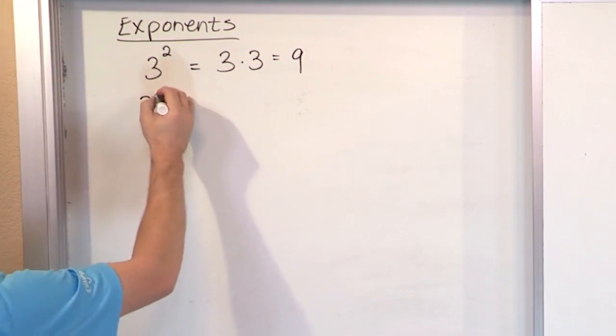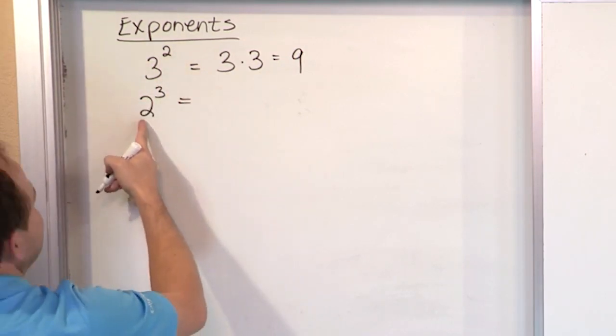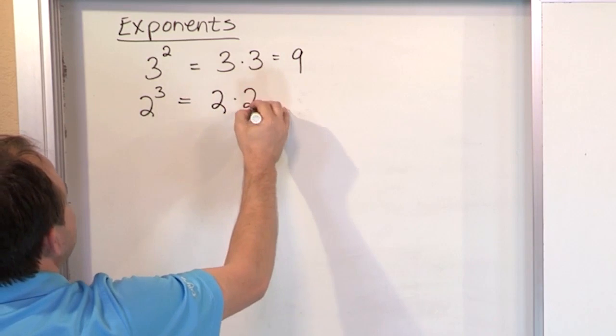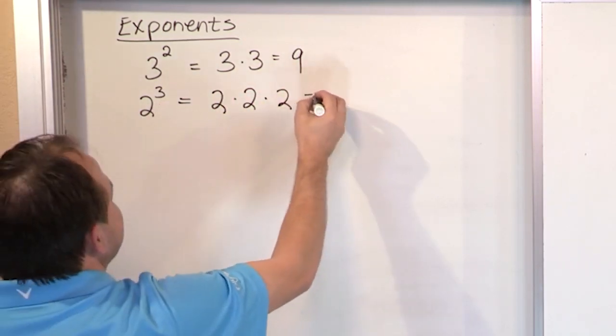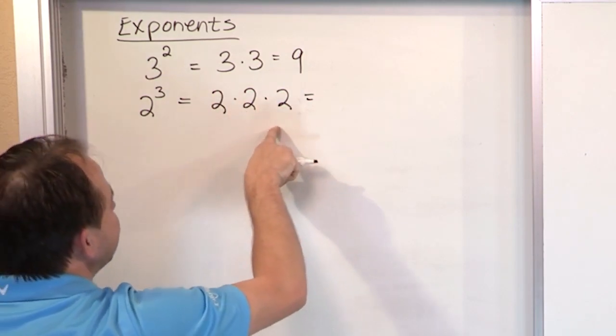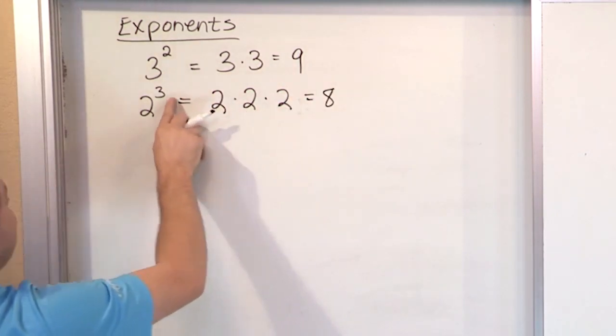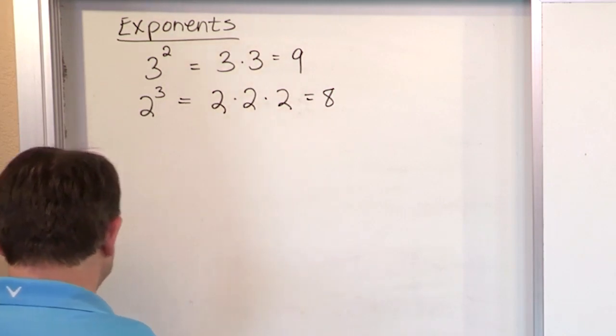Now what if you had the number 2 raised to the power of 3? Well, what that means is you take the bottom number, multiply it by itself how many times? Well, you do it as many times as the exponent says. So 2 times 2 is 4, 4 times 2 is 8. So 2 to the power of 3 equals 8.